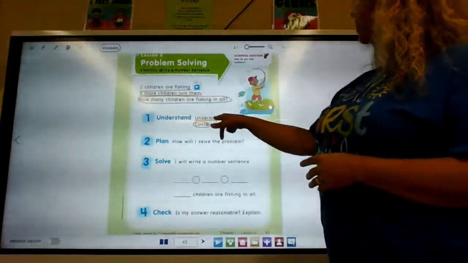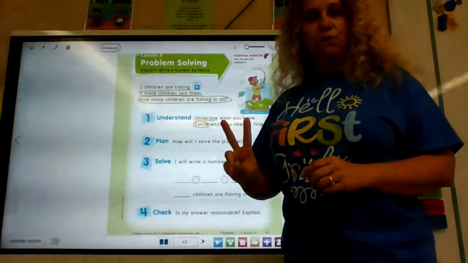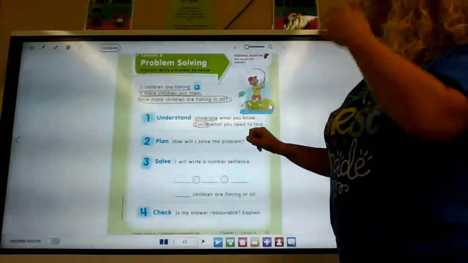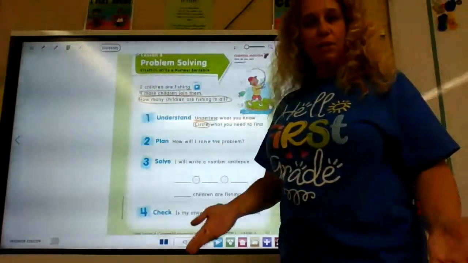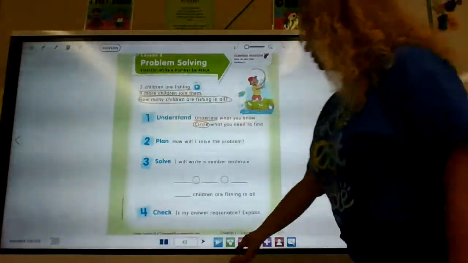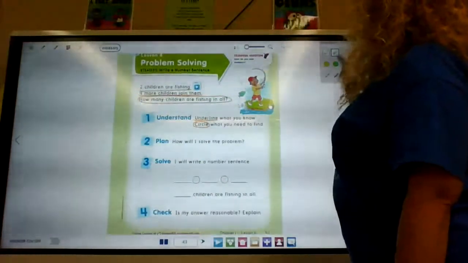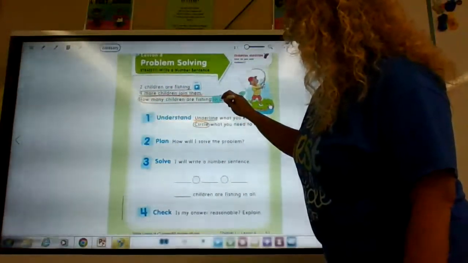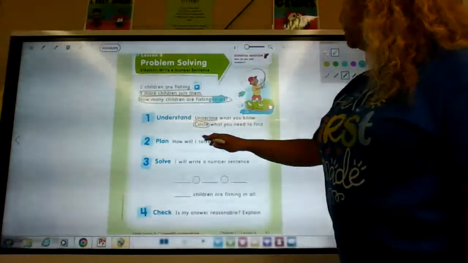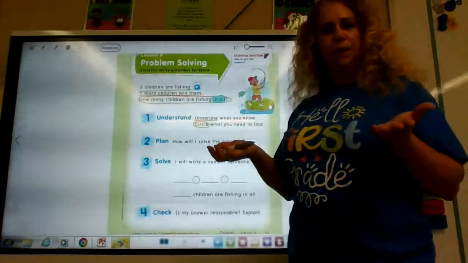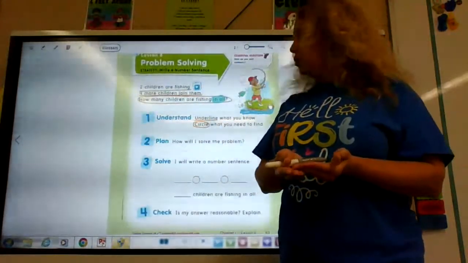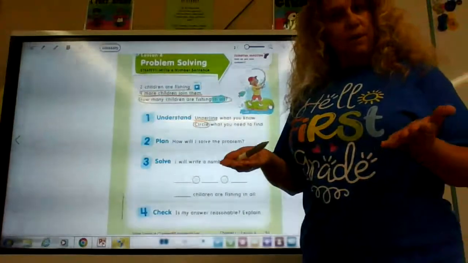Okay? So we have to understand what we know. We know 2 children are fishing and then 4 more are fishing. Okay? Then we have to circle what we need to find. We need to find how many children are fishing in all. Do you see those words, in all? Those are important words. When it says in all, it means you're going to add, plus. Okay. All right, how will I solve the problem? We need to plan. Well, if we're trying to put 2 parts together to see how many in the whole, we're going to make a number sentence because that's what we've been learning.